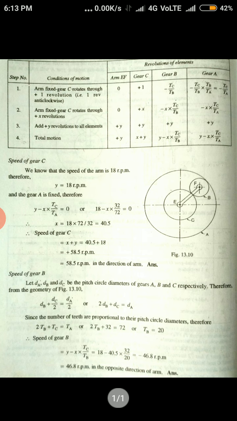Next he is asking, what will be the speed of the gear B. Okay, from the table, the speed of the gear B is Nb equal to y minus x Tc by Tb. We know the x value, we know the y value, Tc is already found, Tb is also found. So substitute y equal to 18, x equal to 40.5, Tc equal to 32, Tb equal to 20. Simplifying, we get minus 46.8 rpm. If it is minus, then we need to write that the gear B is rotating in a clockwise direction. So this way you should be able to solve the problem.